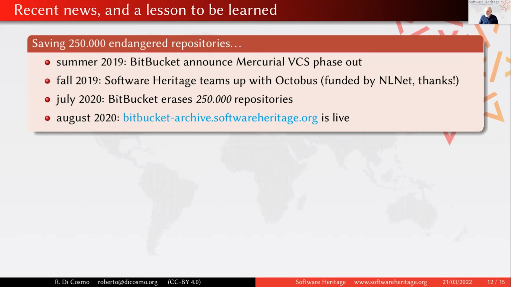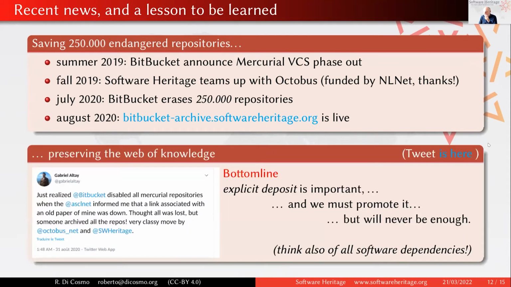So when Bitbucket pulled the plug in July 2020, just a couple of days later, the full version archive was live on Software Heritage and is now being ingested. Why am I showing you this? Because just a few weeks after, a colleague of yours in astrophysics was alerted that the software associated with one of his earlier publications had disappeared, because in the publication he had a pointer to the code hosting platform Bitbucket, not to an archived version.